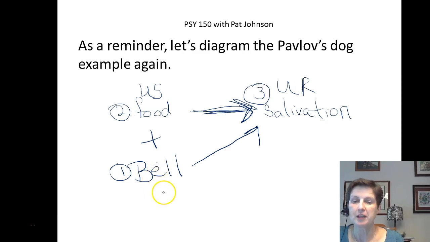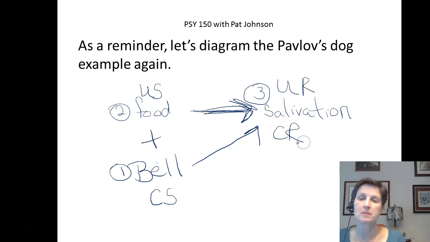So ask yourself, is bell a stimulus or a response? And of course, bell is a stimulus, and this used to be a neutral stimulus, and now the dog has learned that the bell means food is coming. So learned is another word for conditioned. So bell is a conditioned stimulus, and salivation to the bell is a conditioned response.